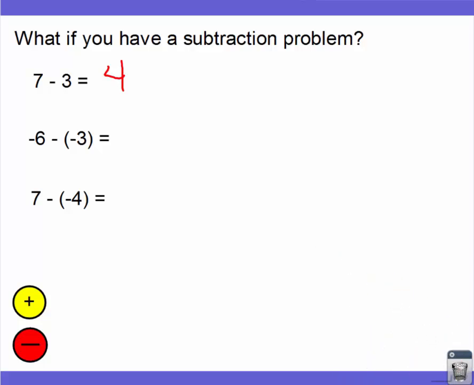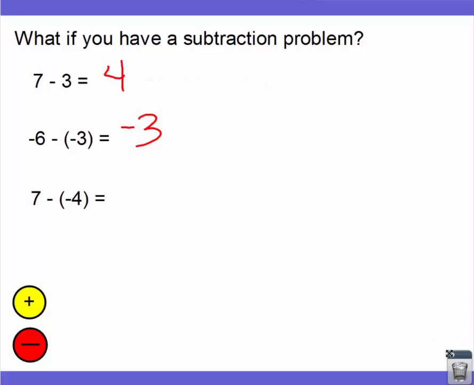On the next problem, it works the same way. If I had 6 negatives, and I took away 3 of those, I would end up with a negative 3 as my answer.